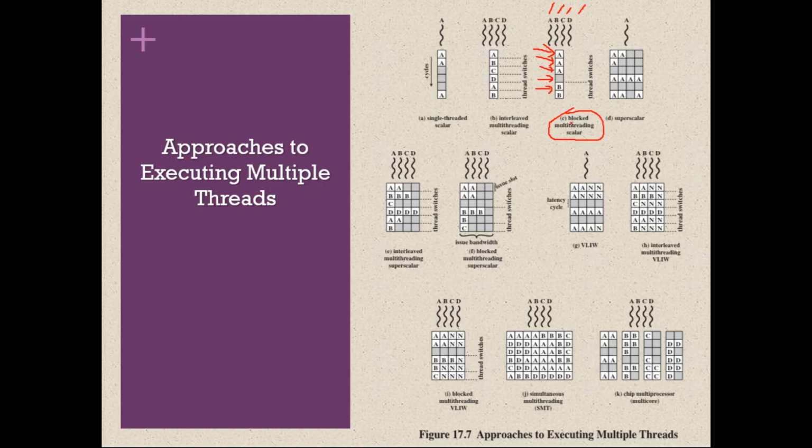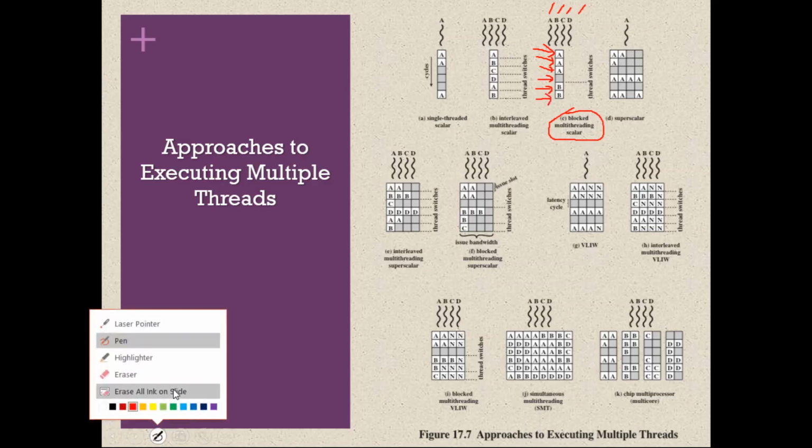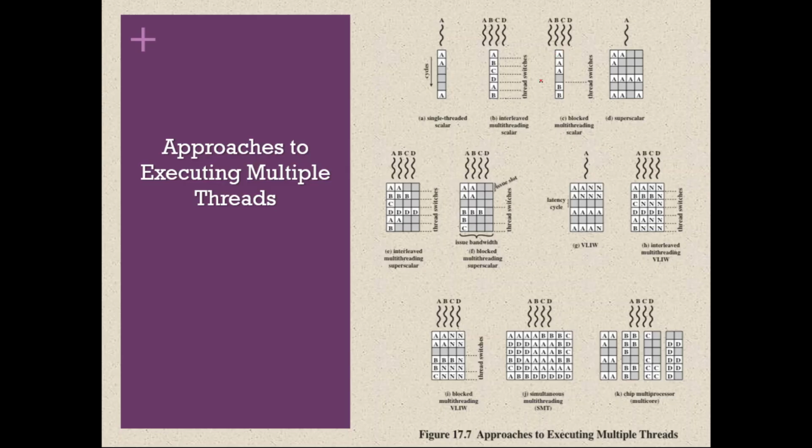So with blocked multi-threading, the processor will context switch when the current thread enters into a wait state or a blocked state. Then it will context switch to some other thread. As long as the thread is not entering the wait state or blocked state, that thread will keep executing. Okay. So this is blocked multi-threading scalar.